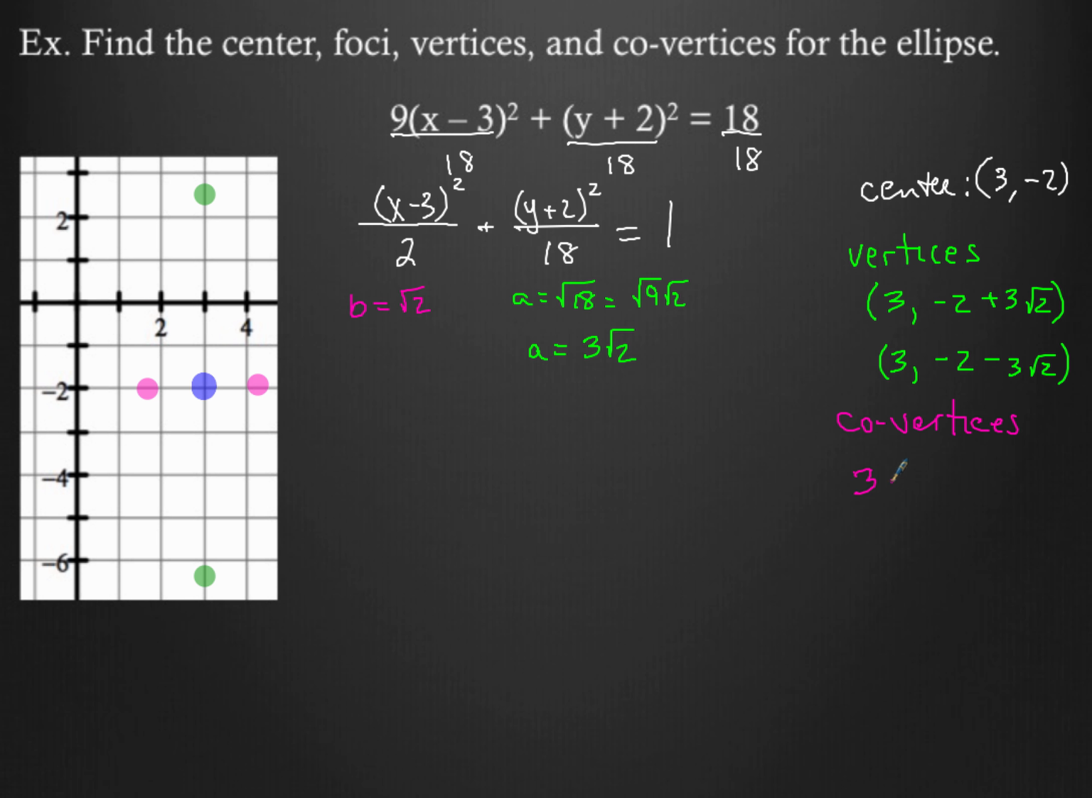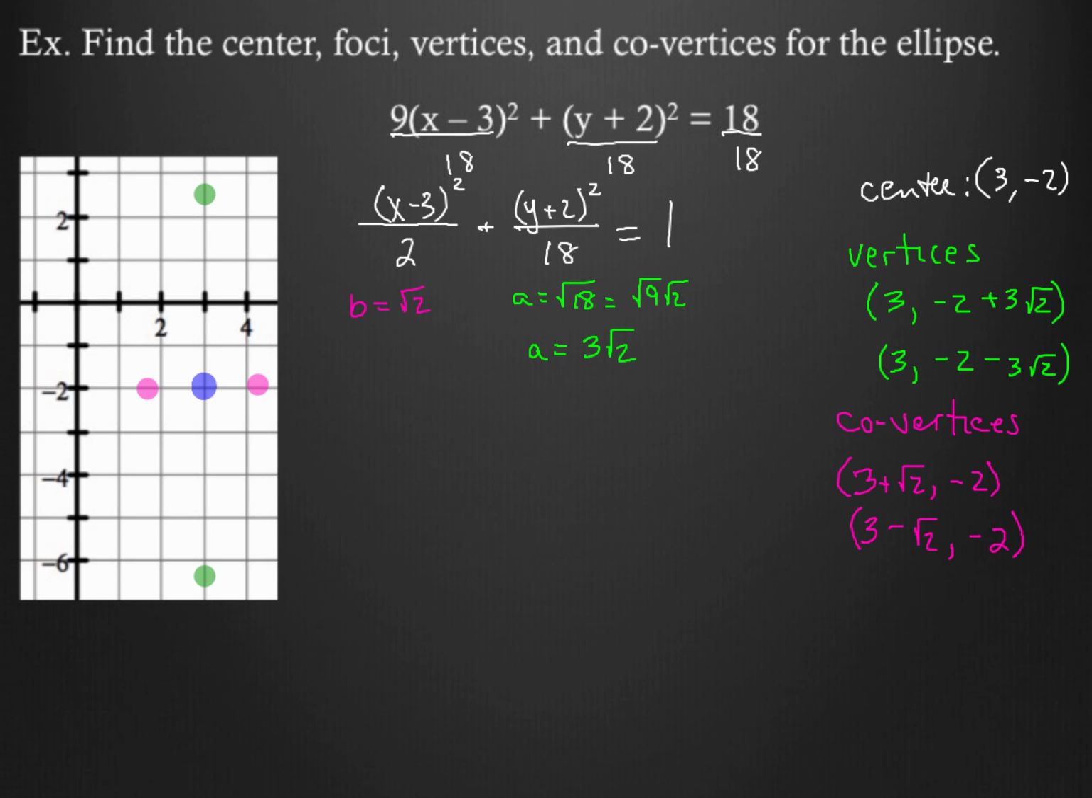So for my co-vertices, I'm going to start from the same x-coordinate, but I'm going to go left and right square root of 2. So I'll go 3 plus the square root of 2, but my y-coordinate is going to be the same as my center, which is -2. And then I'm going to go 3 minus the square root of 2, because that moves me to the left, but again, my y-coordinate will be the same. So those are the exact coordinates for my co-vertices.